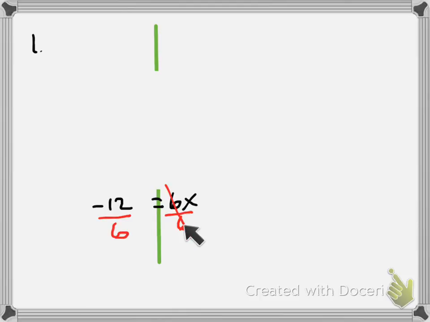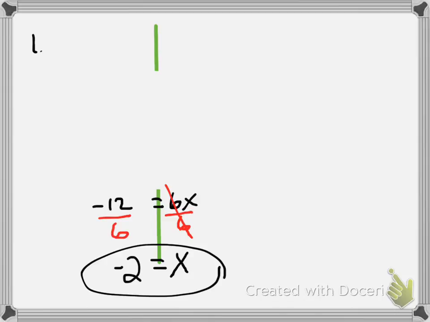6 divided by 6 gives me the 1x that I was looking for. Remember, that is what I'm looking for, just one single x. And negative 12 divided by 6 is negative 2. And that gets me to my final answer.